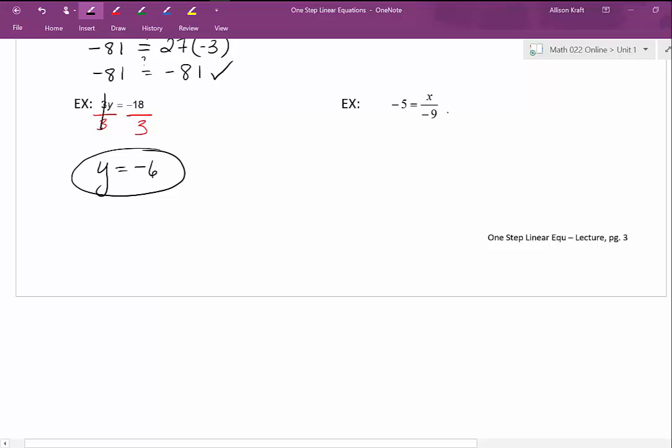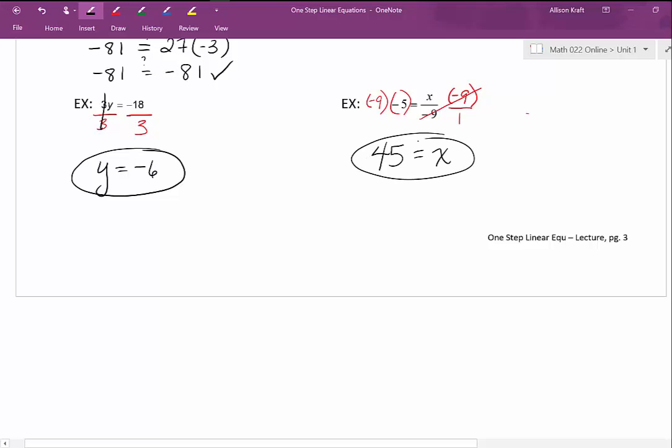Our last example is division again. X is being divided by negative 9. To get x all by itself, I need to eliminate that division. I'm going to perform the opposite operation. I'm going to multiply by negative 9. Those negative 9s are going to cancel out, leaving me with just a positive 1x on the right-hand side. To keep it legal, we've got to do the exact same operation on the left-hand side. I even put that in parentheses to make sure that I actually multiply. Negative 9 times negative 5 gives me a positive 45.